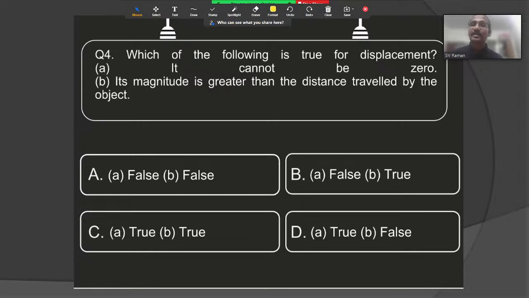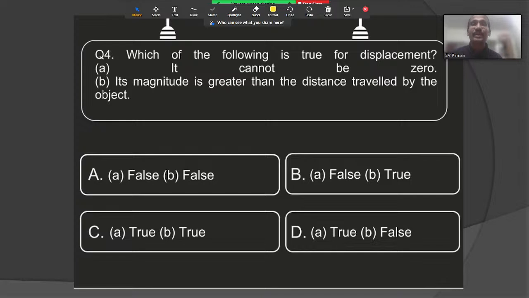So what's the right answer? Which of the following is true for displacement? It cannot be 0. What we studied? Displacement can be 0. So option A is false. Now you can choose A and B, both. Option A is false. Be careful. Second question, we can go ahead.